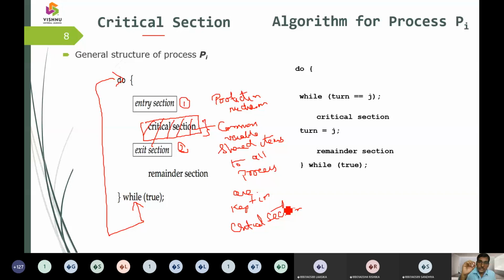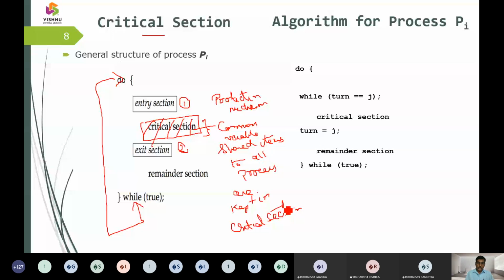A critical section is a section where the shared variables are, the common variables are, the common files are. Those elements we give in a critical section, and the critical section is protected by two entities. One entity we call an entry section, and the other entity we call an exit section. The things which are not common to all, those we give into the remainder section.